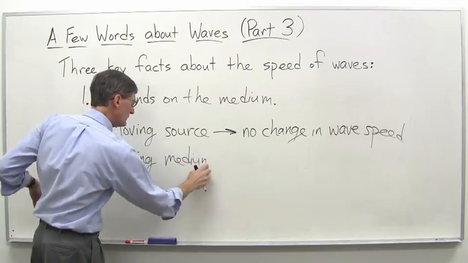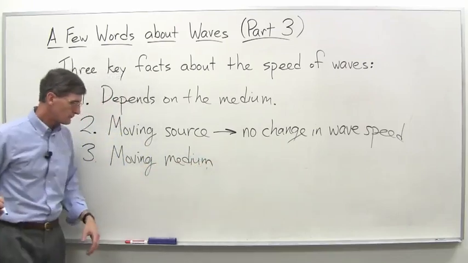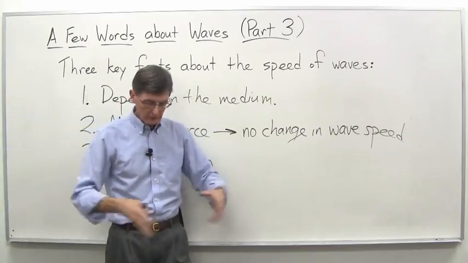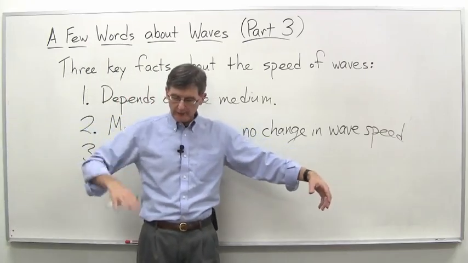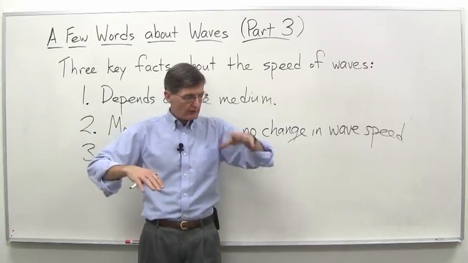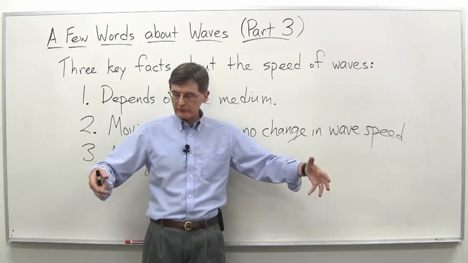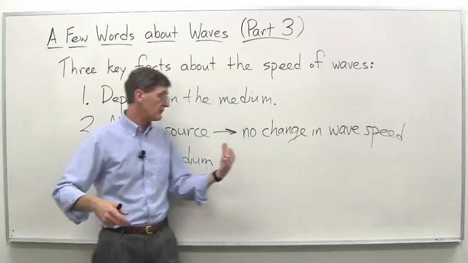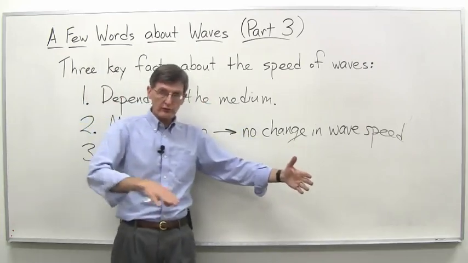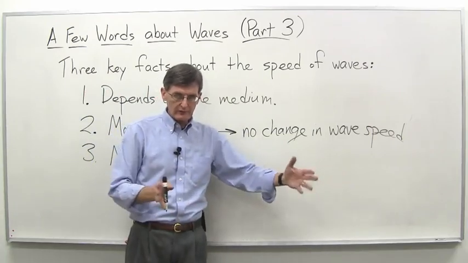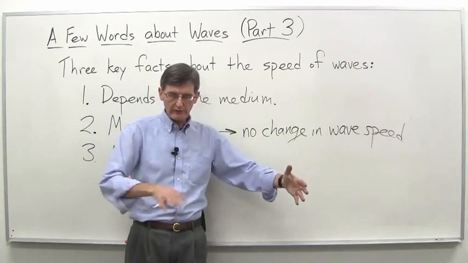A moving medium, what do we mean by this? Well, again, let's go back to our water tank. So here's our water tank here, and we have our paddle device generating waves flowing down the tank. And we're measuring the velocity of the waves there. And as we just finished saying with our principle number two, if I move the source of the waves through the water, it doesn't change the velocity of the waves. You know, the frequency and wavelength change, but not the velocity.